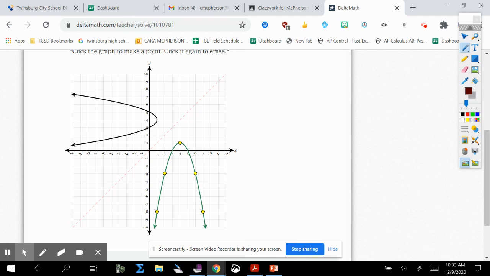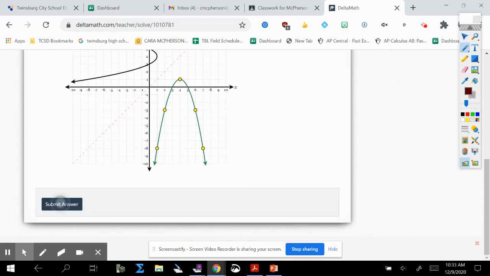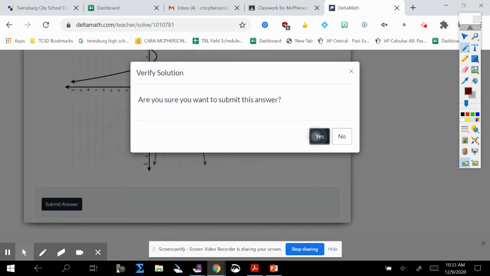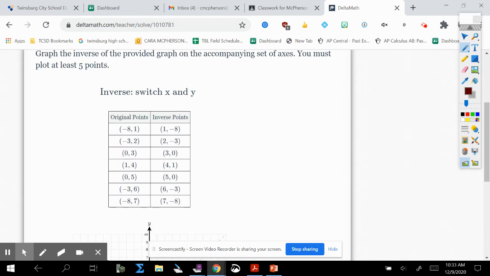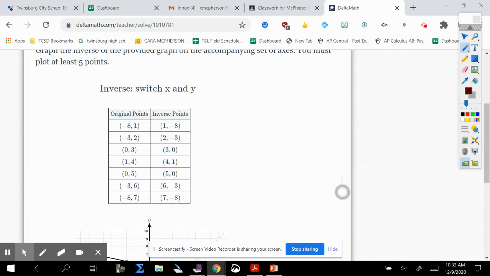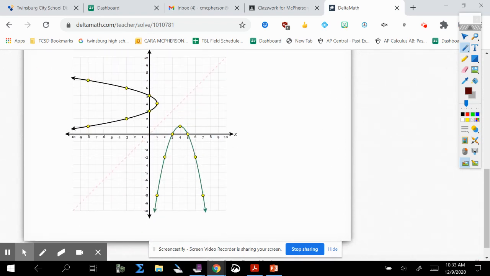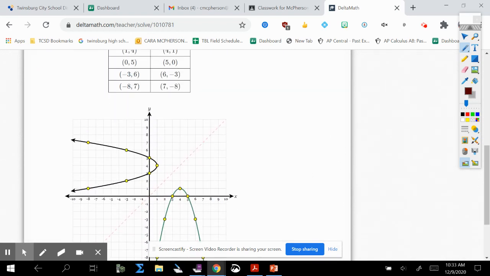So instead of giving you a table, they're going to give you some sort of picture. You're going to pick 5 points on the picture that look easy to identify and then plot the inverse point. So switch the x and y. Once you get that 5th one, it will connect and then it will let you submit. It doesn't let you submit until you get all 5 and until it connects the dots. And it will even go here and tell you, here's a bunch of points you could have used. Obviously, we used 5 of them, and here are those points. So that's what they're going to expect you to do on Delta Math with this.